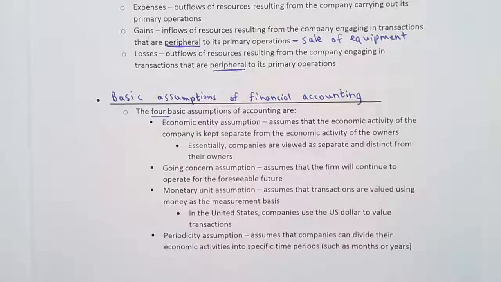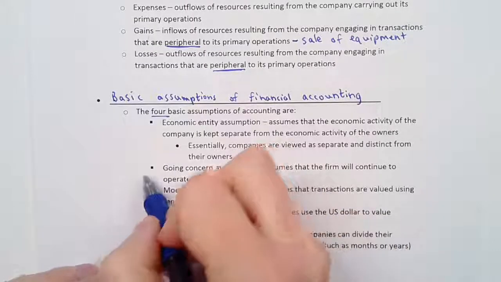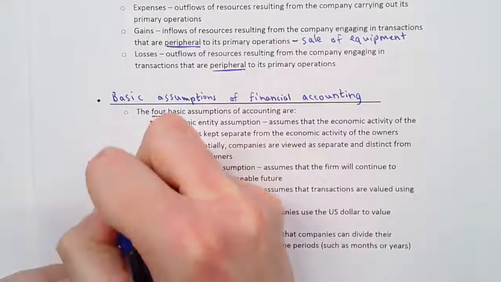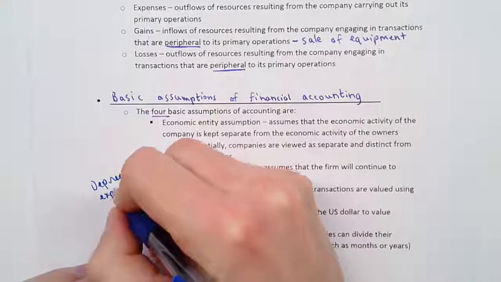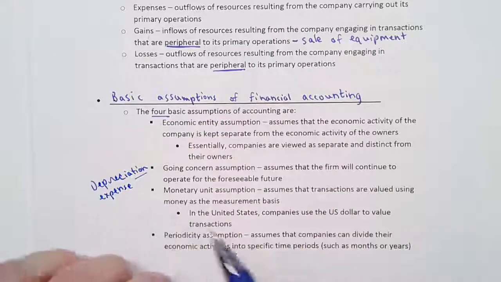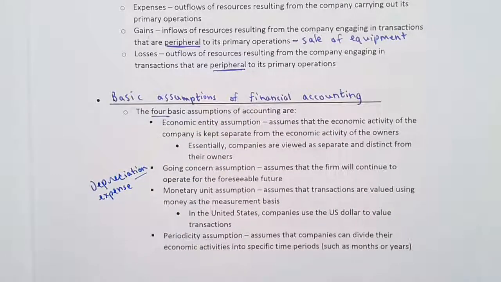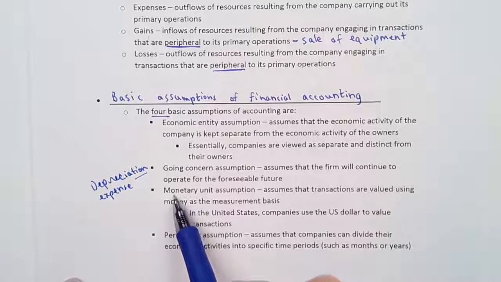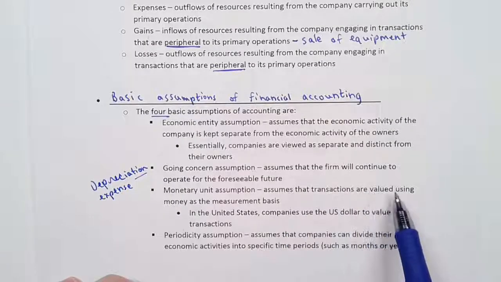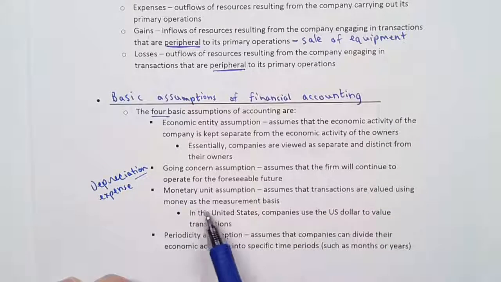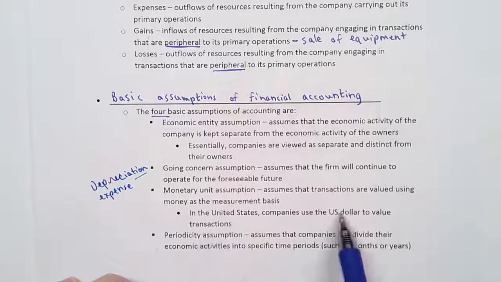Okay, and this is very important for things like depreciation and a couple other things, so that we can record depreciation expense and some other items as well. But basically, it just means the company is going to keep operating. We're not going to liquidate anytime soon. All right. Then we have the monetary unit assumption. Pretty straightforward. It assumes that transactions are valued using money as the measurement basis. Meaning that in the United States, we would value transactions using the United States dollar.